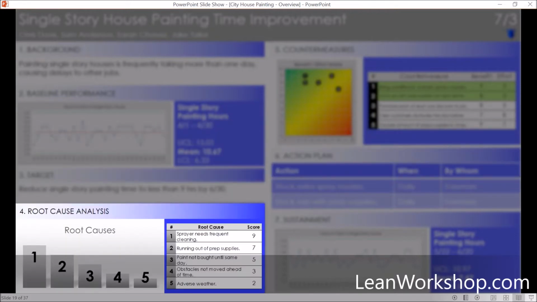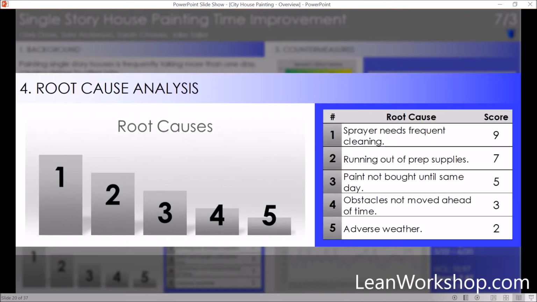Chris then gathered his team to complete a root cause analysis to discover what was most often impacting performance. The sprayers needed frequent cleaning, crews ran out of prep supplies, paint was often not purchased until the same day, customers' obstacles were sometimes not moved ahead of the job, and weather sometimes slowed work.